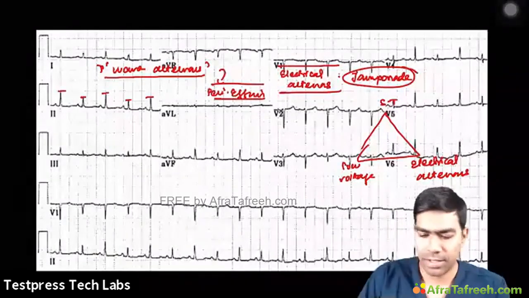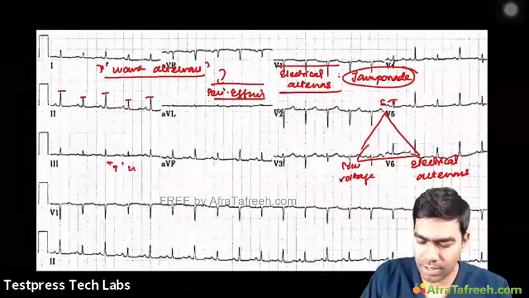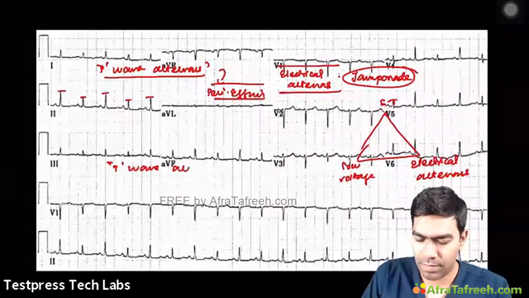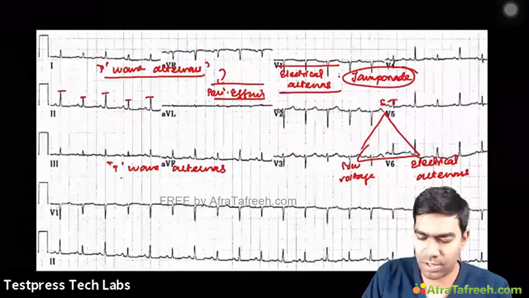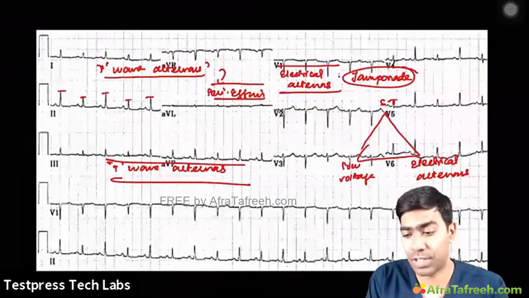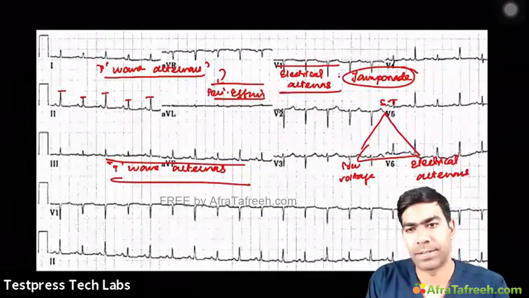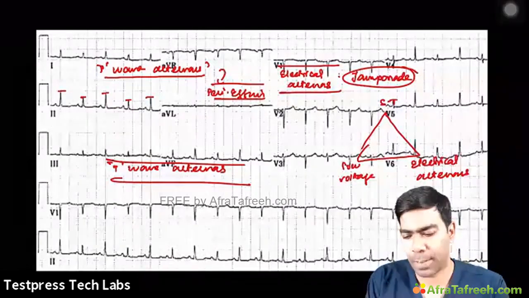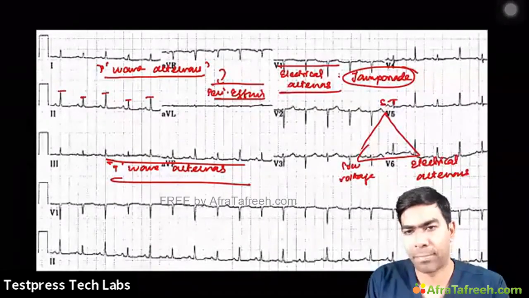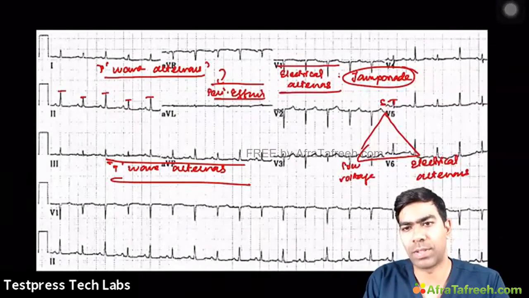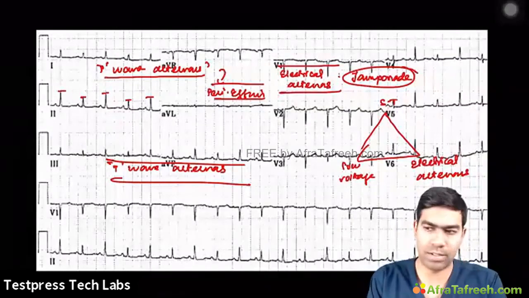P wave alternans. If somebody is able to tell T wave alternans, where will you see T wave alternans? That's really, really good. Varying amplitude of T wave. If somebody is able to tell that, it is really, really good.